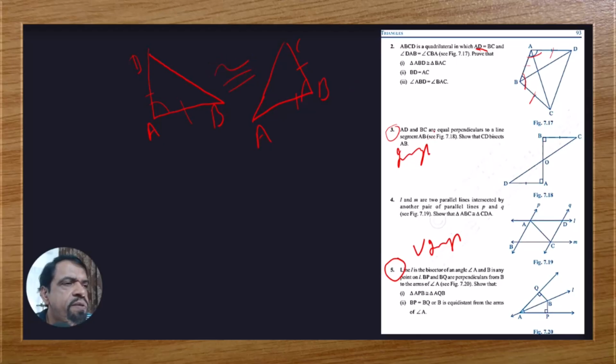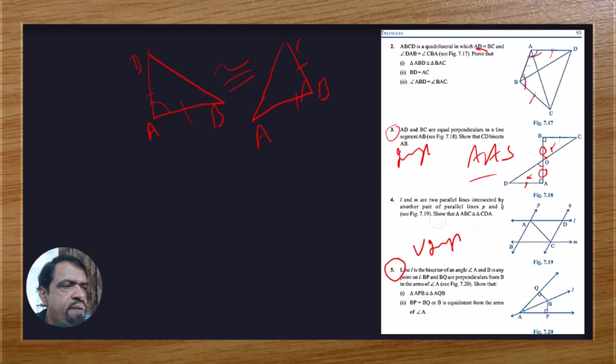Now see the second question. CD bisects AB, means you have to prove BO equal to AO. So these two triangles are congruent. You can see by this angle 90 degrees and this part is equal. So which criterion of congruency? See, not SAS, but AAS, because this is a vertically opposite angle, and these angles are 90 degrees, and this side. These are angle, side. By AAS the triangles are congruent, therefore CO equal to OD. It means CD bisects AB.